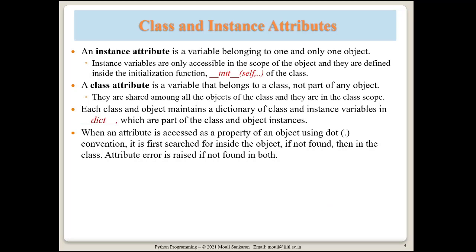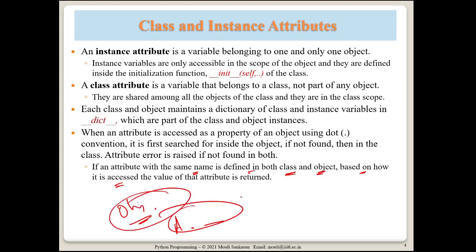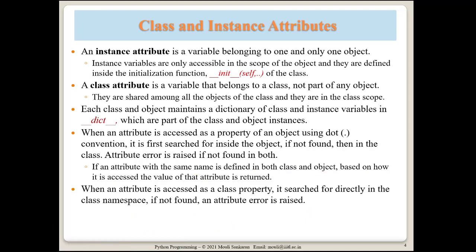So the searching happens from the object to the class. If it is not found in both, then an attribute error is raised. If an attribute with the same name is defined in both class and object, based on how it is accessed, whether you are using the object identifier or a class label, it will access either the class attribute copy or the object attribute copy of it. Based on how it is accessed, the value of that attribute is returned. I hope this is clear. We saw this also yesterday, so I'm not going to show you that. We have already seen an example of that.